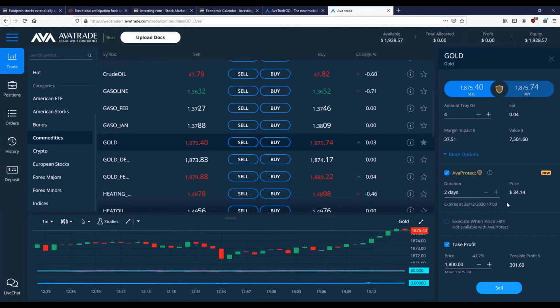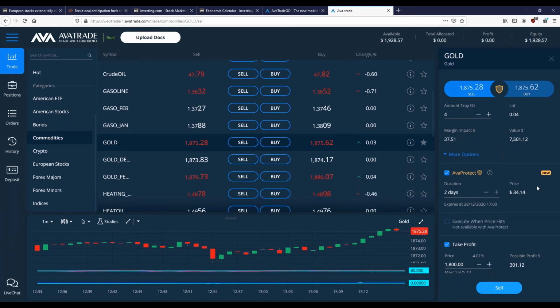If this 2 days ends and it went $100 an ounce the wrong way and I'm down $400, $500, I get that paid back when the protection ends. And I only had to pay $34.14 in this example for that protection. And if it goes the right way, I could make over 300 to this take profit. So look at that. That's almost a 10-to-1 difference. Maybe I'm better off over the next 2 days using AvaProtect rather than a stop loss. Okay, so this is the flexibility that the AvaTrade Go app and the web trader platform give you with your risk management. Very, very useful.